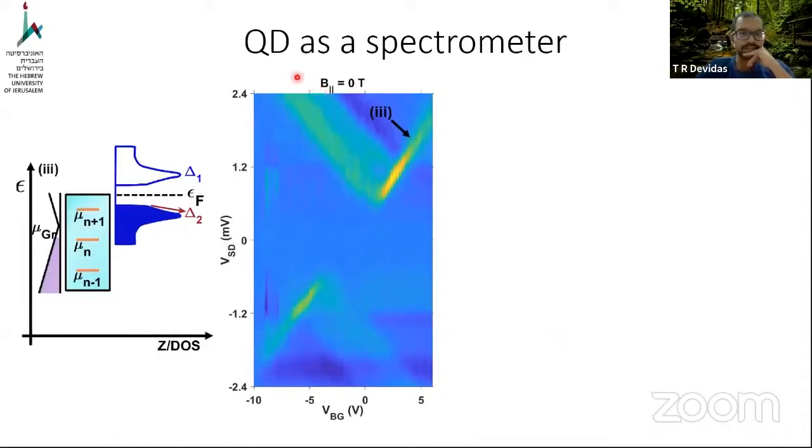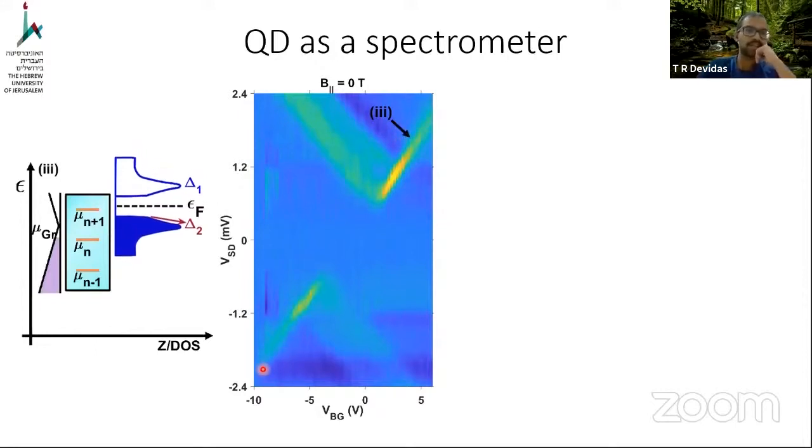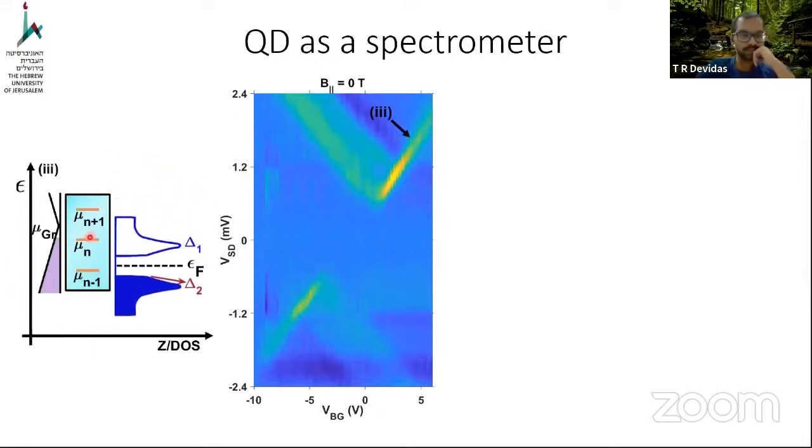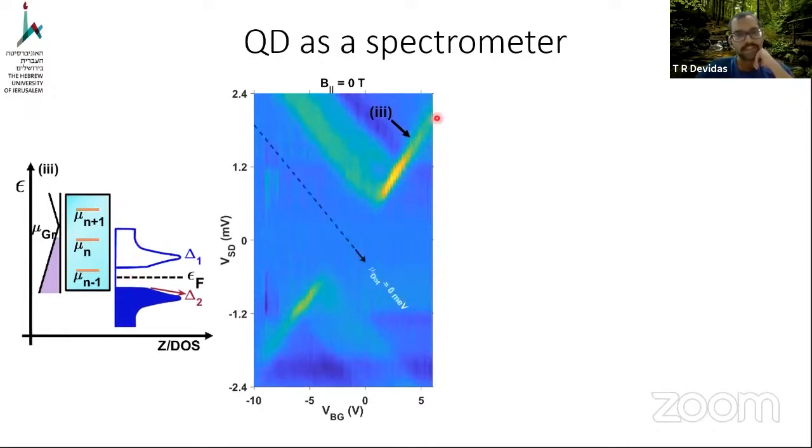So how do you use the quantum dot as a spectrometer? Along this source resonant diagonal, labeled 3 from the previous figure, as you move along this source resonance diagonal, the dot scans the complete density of states of the superconductor, and hence it maps exactly the density of states of the superconductor. We know this is where the dot's energy should be 0.